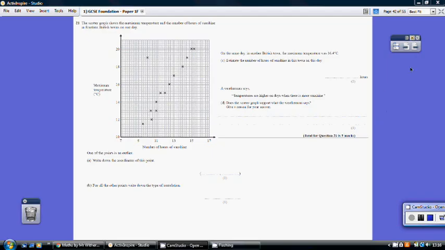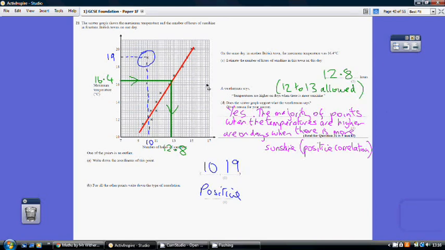Question 21. So the outlier is the point that's just so inconsistent with all the other ones. So that's this point here, the coordinate being 10, 19. For all the other points, write down the type of correlation. Well, we can see the slope is going upwards from left to right, so that is positive correlation. Now, on the same day in another British town, the maximum temperature was 16.4. Estimate the number of hours of sunshine in the town that day.